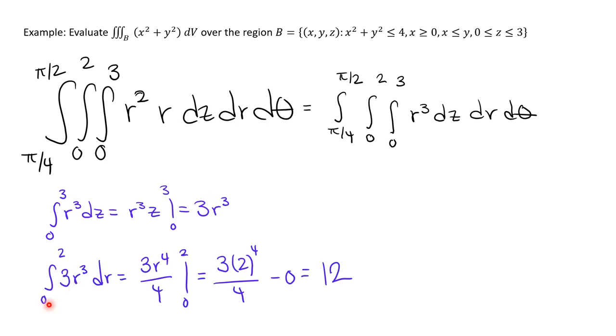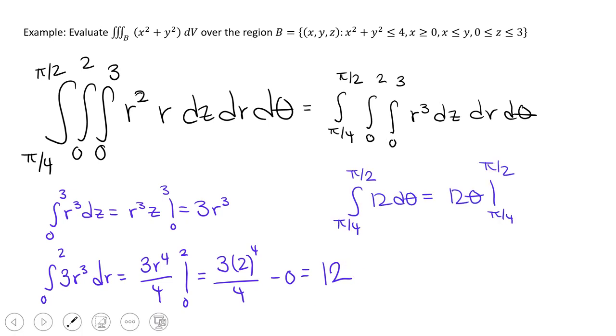And then I'm going to integrate 3r cubed from 0 to 2. So I get, with respect to r, I should say, 3r to the 4th over 4. Plug in my bounds of integration and subtract, and I ended up getting 12.